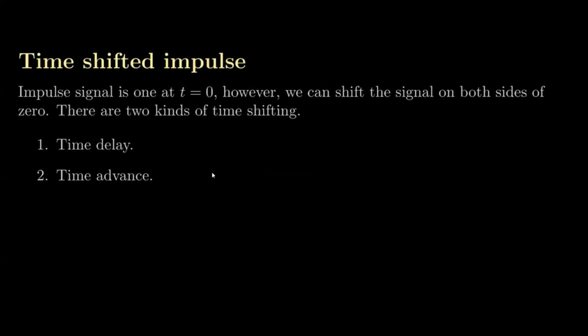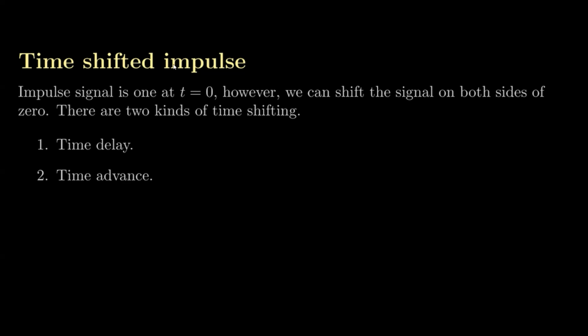A time delay shifts the signal toward the right, the positive time axis, while a time advance shifts it toward the left, the negative time axis. For example, if we delay the impulse signal by 2 units, it means the impulse now occurs at t equal to +2. The equation of this delayed signal is written as delta of t minus 2. The minus sign here represents delay.